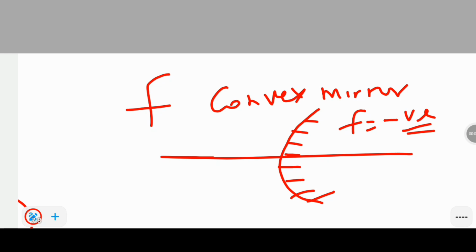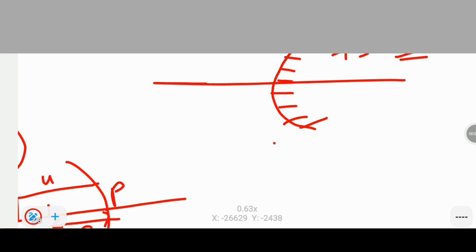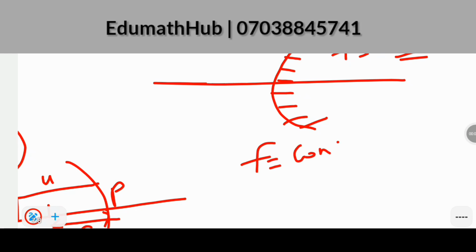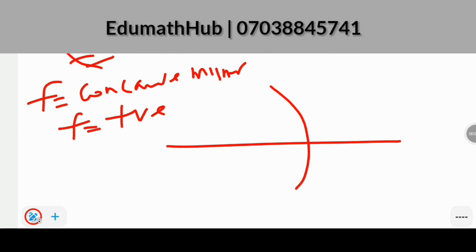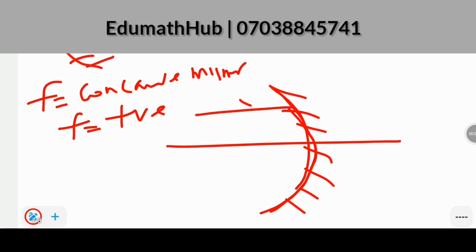Then the next one, for a concave mirror, the focal length of a concave mirror is positive. Okay, a concave mirror looks like this. The reflective surface is on the inside of the mirror. This is the outside of the mirror. So this is the reflective surface inside where the rays actually meet. So for a mirror like this, which is the concave mirror or a converging mirror, the focal length is always positive. Then another thing to take note of is U and V.